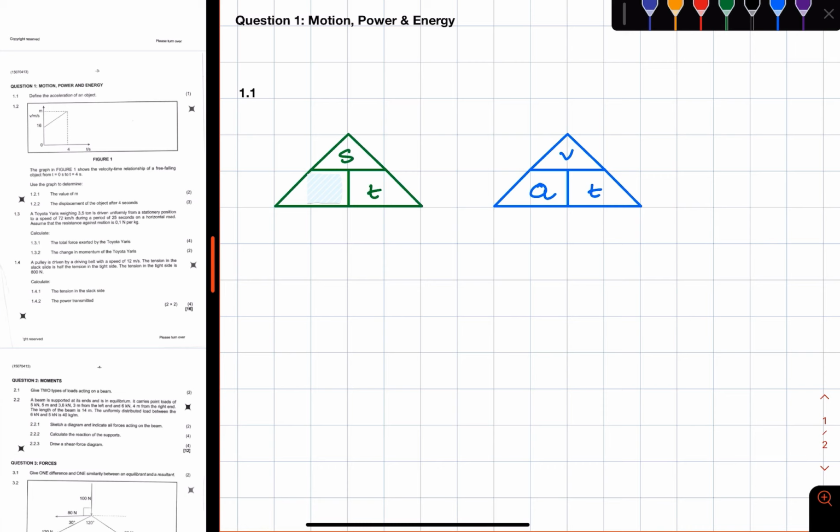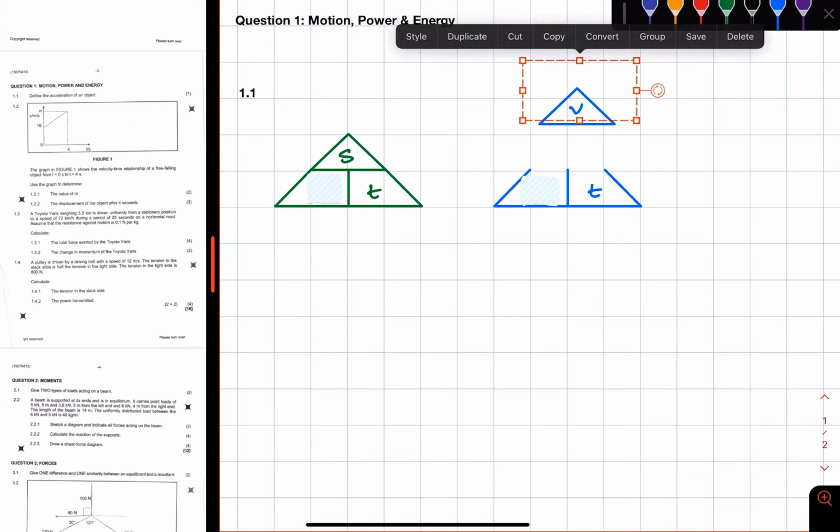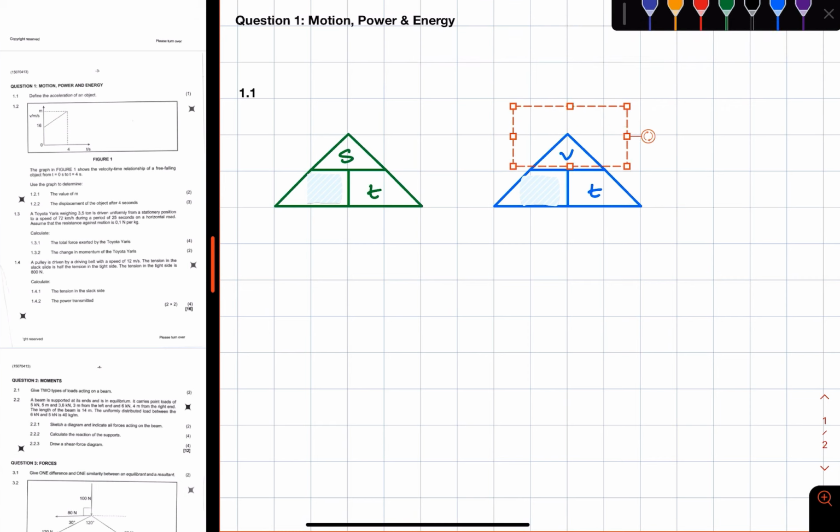Similarly with the one on the left, if you wanted to calculate the variable on the left of this triangle, the variable on the left of this triangle is acceleration, right? So acceleration is equal to what? Acceleration is equal to a change in velocity over time. Now, like I said earlier, the variables on the left can always be defined using those very formulas. Now, what do we mean by this?